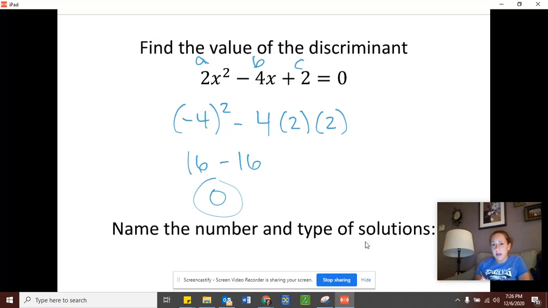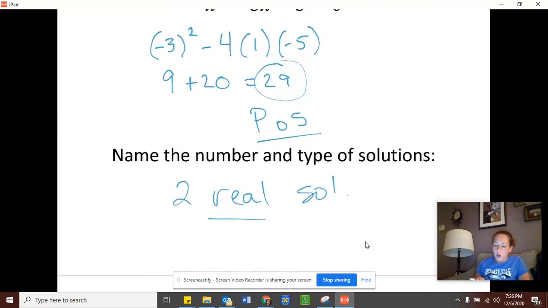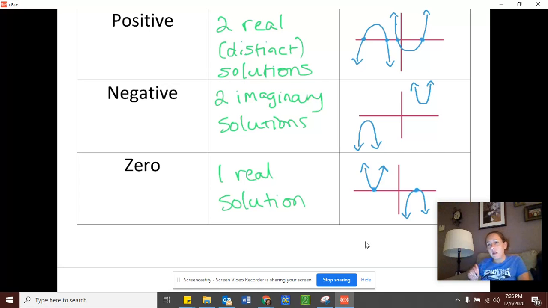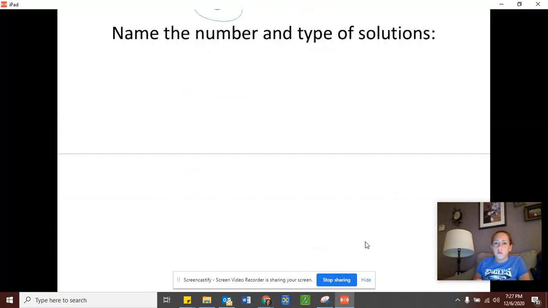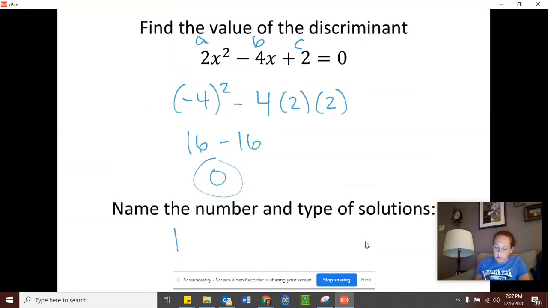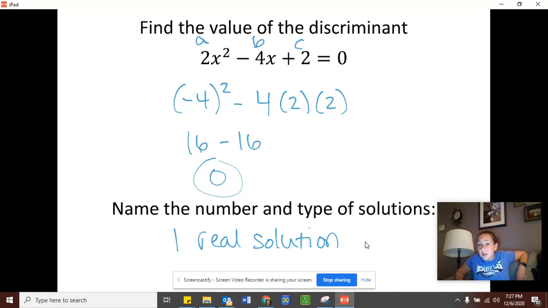Oh my gosh. What does that mean? That's neither positive or negative. Well, hey, I wrote it down on my handy dandy table. That means that I have one real solution. Oops. One real solution. So, like I said, that is what we're doing the first half of the week. That's all you have to be able to do right now. We'll look into finding out what the actual solutions are for the second half of the week, but we're easing into it.